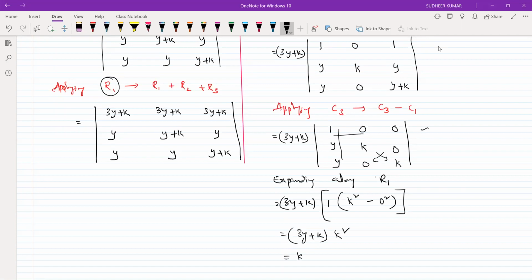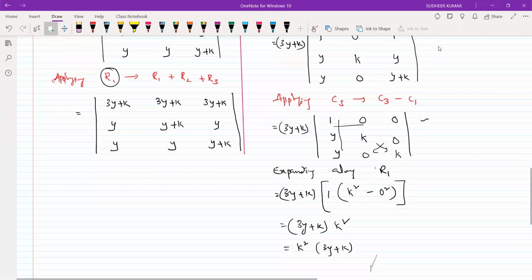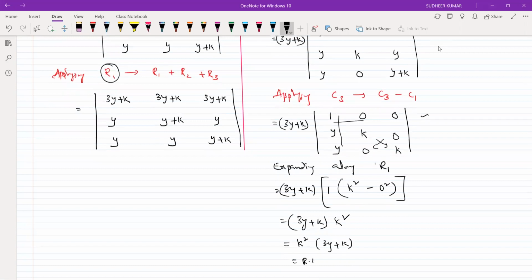So what do we have to prove? The right side part: k square into 3y plus k. That's it. We got the result. So that equals RHS. Therefore, LHS equals RHS, hence proved.